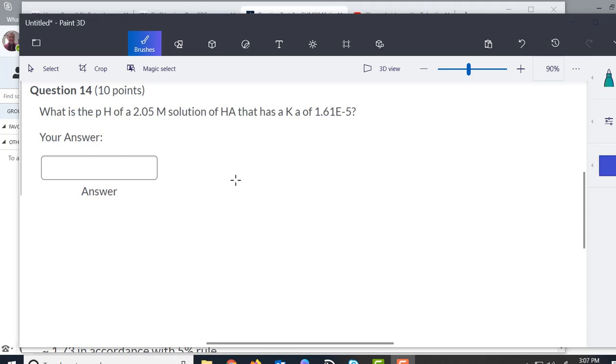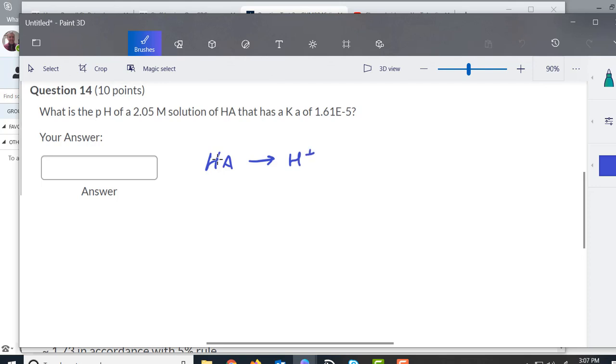Right, question 14, where you're being asked here to find the pH of a 2.05 molar solution of HA. You're told what the Ka is here as well, 1.61 times 10 to the negative 5. Now, usually on a test question, I'm going to go ahead and show you how you'd set this up. And this is going to pretty much follow the test question, at least in part.